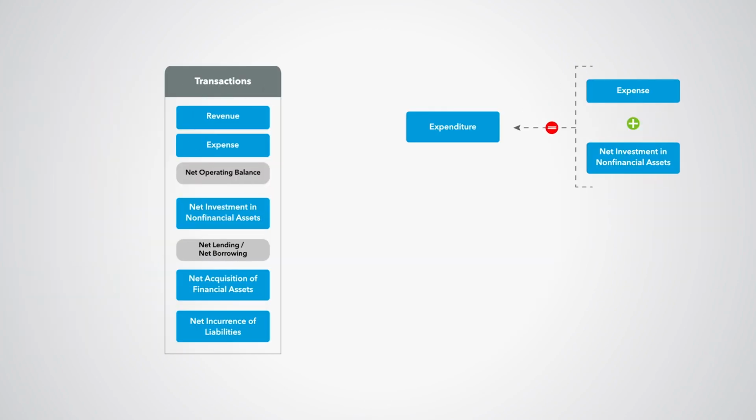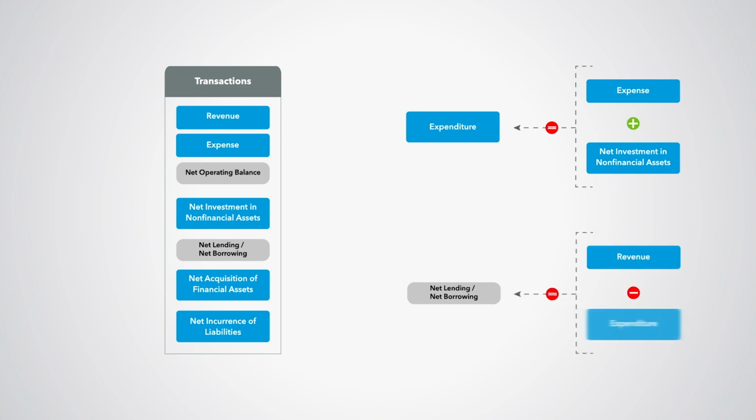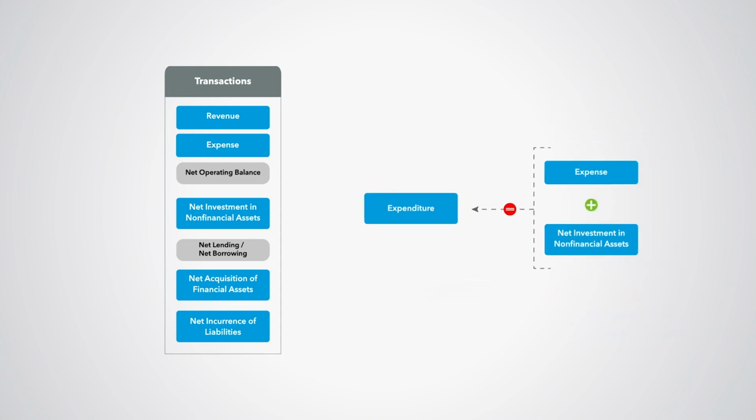With the concept of expenditure, you can also derive net lending, net borrowing directly as revenue minus expenditure. So please pay attention when using the terms expense and expenditure, as they each have a specific meaning in the GFS framework.